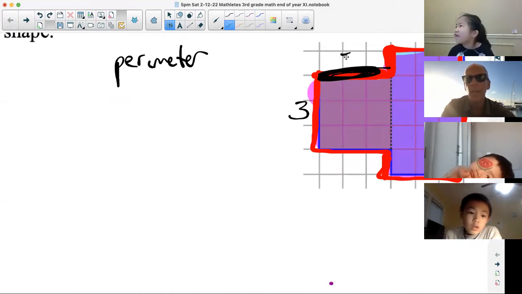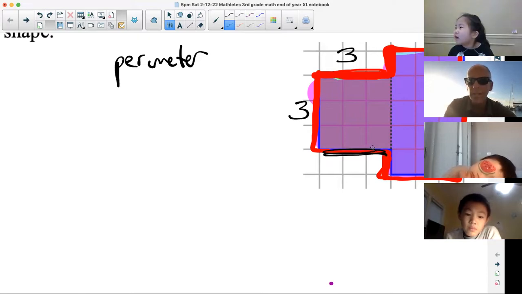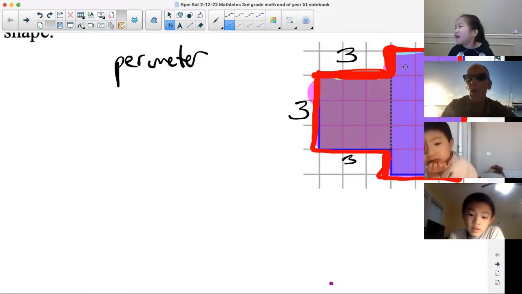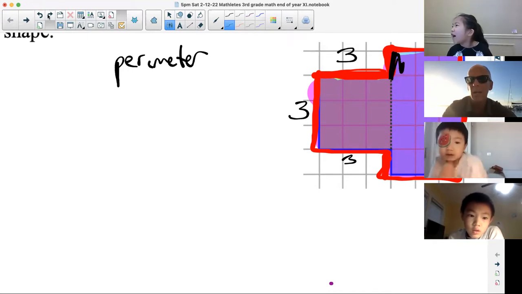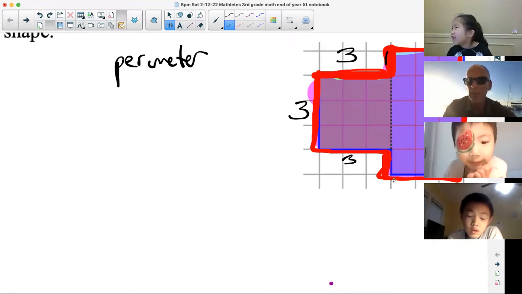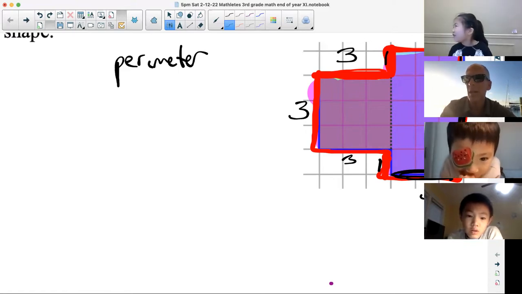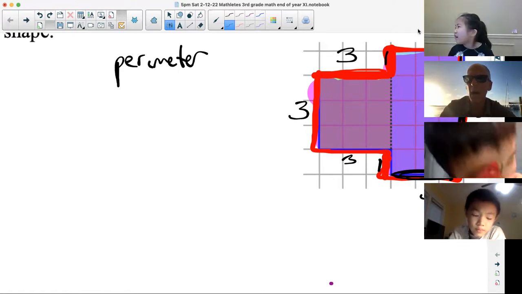3. Good. And I want everybody answering. How long is this segment? 3. Nice. How long is this vertical segment? 1. And what about this vertical segment? 1. What about this? 3. That's 3. What about this one? 5. Wow.